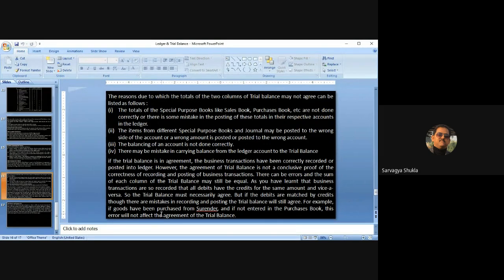For example, if goods have been purchased from Surendra and not entered in the purchase book, this error will not affect the agreement of the trial balance. If you purchase goods from Surendra and you have not recorded this transaction in your journal, then will your trial balance be matched or not? Will your account be tallied or not? No, sir.